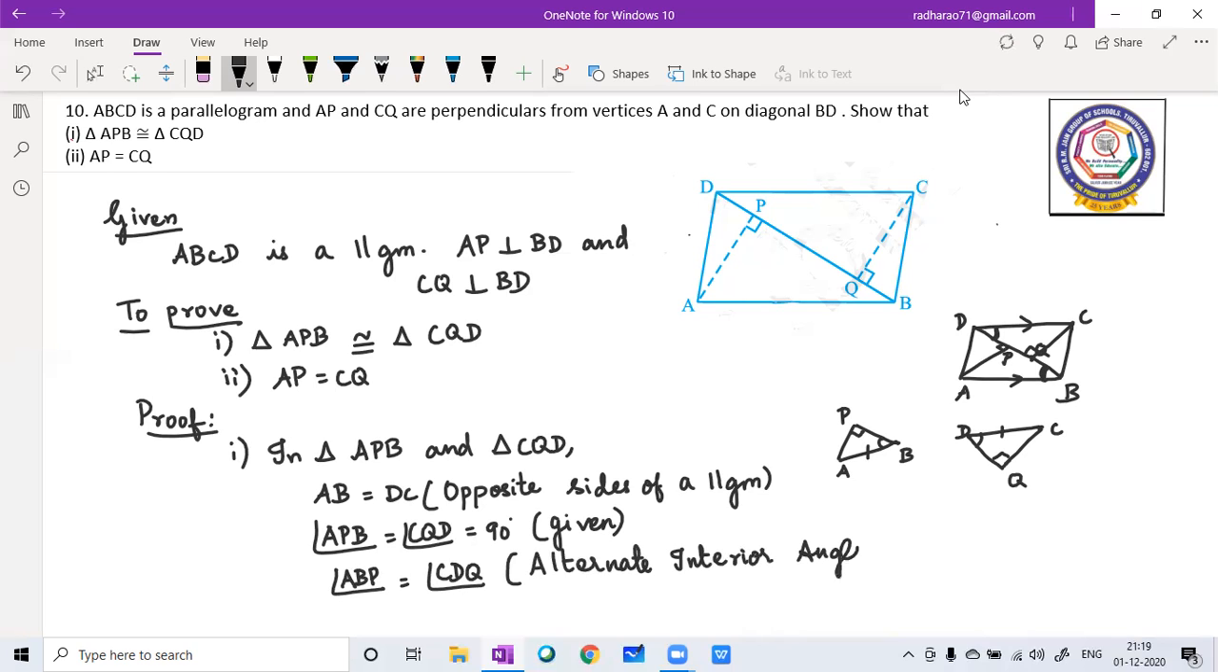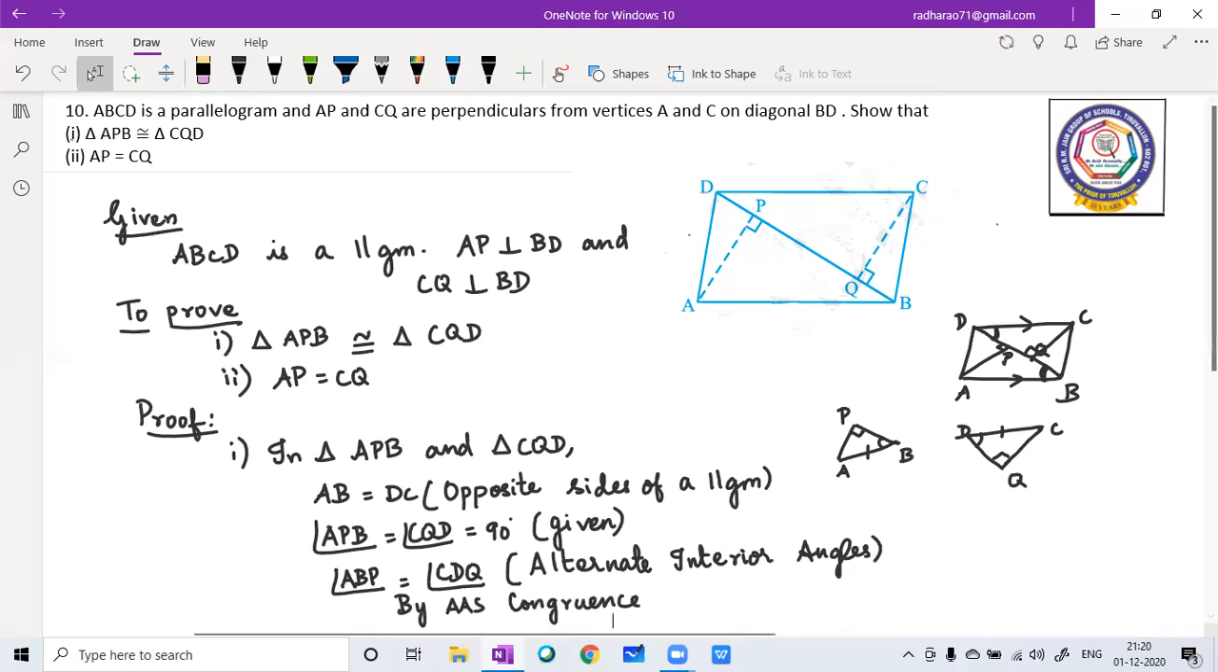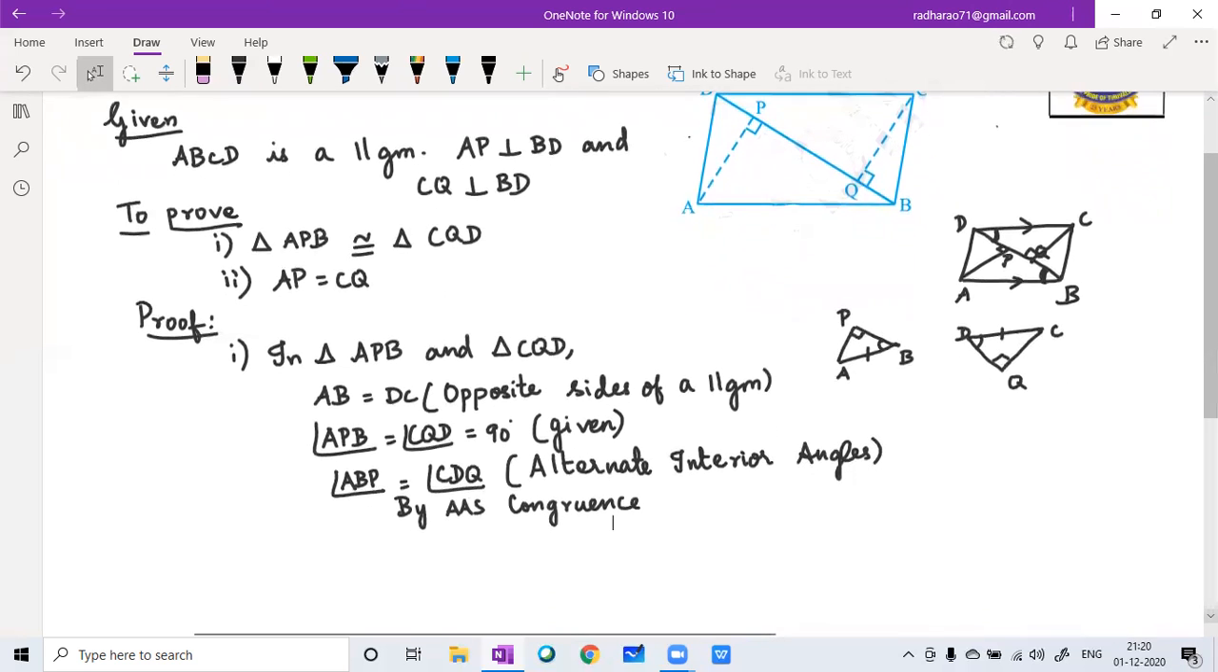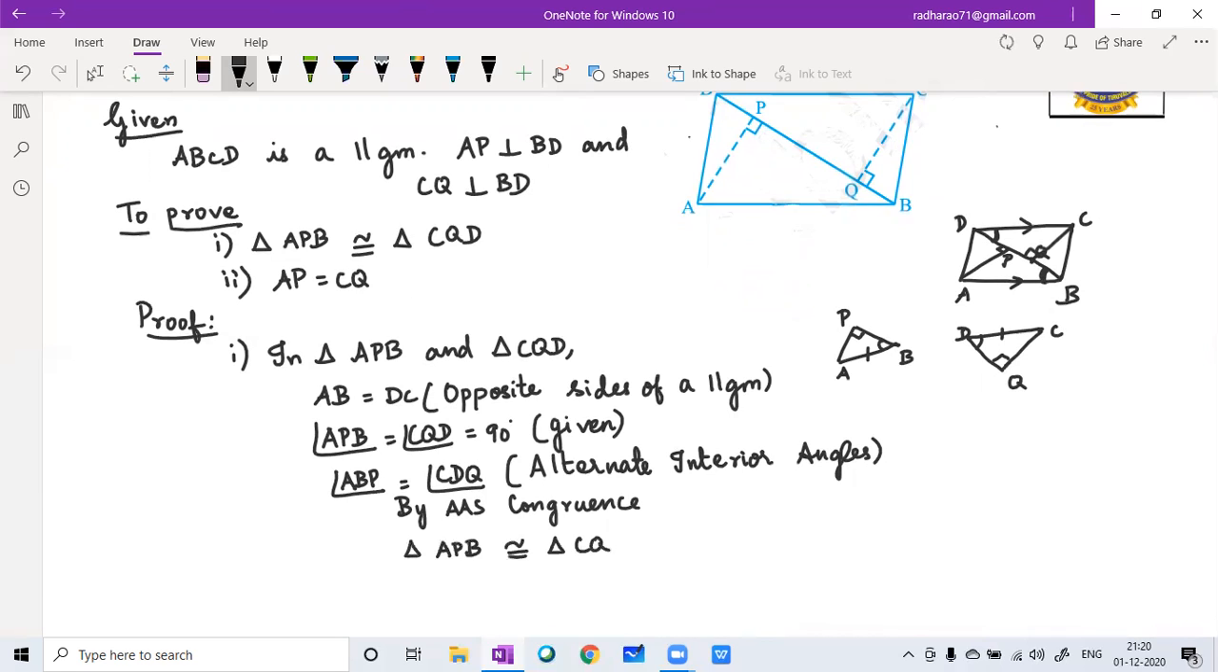Now here two angles are equal and one of the sides, it is not an included side, because both the angles are not lying on the equal side. Only one angle is lying on it. So two angles are equal in both the triangles and one of the sides is equal. So by what congruence? By AAS congruence, these two triangles are congruent. Which two triangles are congruent? Triangle APB is congruent to triangle CQD.